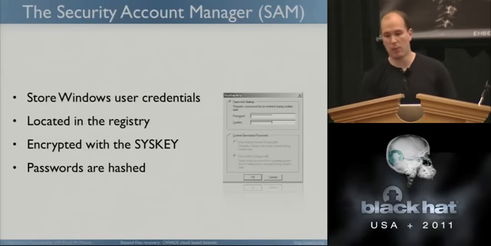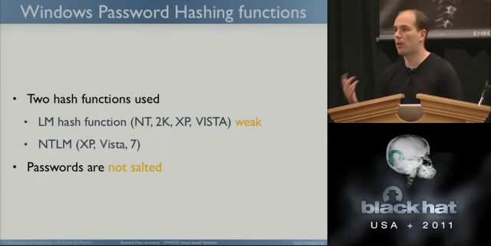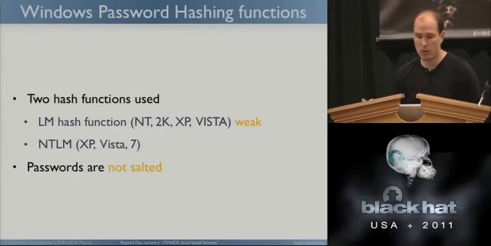And in practice, Windows uses two kinds of hash functions. The first one is called the LanMan or LM hash function, which was introduced in NT and is actually considered a weak hash function. I'm going to discuss this in the next slide. And starting with XP, they have the NTLM, which became the default function for Windows 7. NTLM and LM hashes are only disabled by default starting with Windows 7, which means that we can exploit the weakness in LM hashes up to Vista.